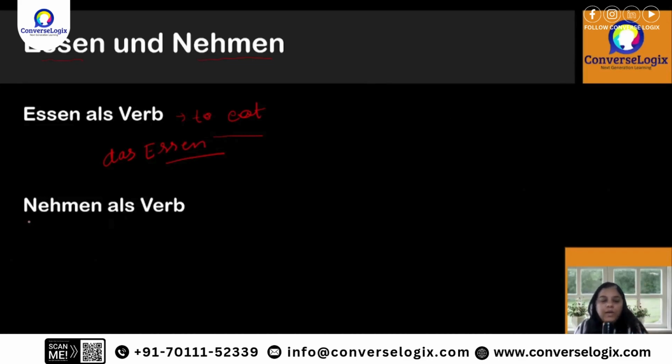Okay, now the other verb is nehmen. Nehmen is to take, like ich nehme das Buch nicht, I don't take this book. Nehmen is very important to understand, because later you will understand that nehmen is also used with a lot of prefixes which have a lot of different meanings as a verb. But here we are learning it as a root verb. Nehmen is to take, to take something is nehmen. I don't take tea, ich nehme keinen Tee, ich nehme das Buch nicht, as I have said.